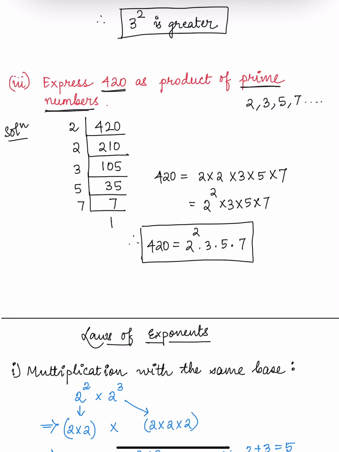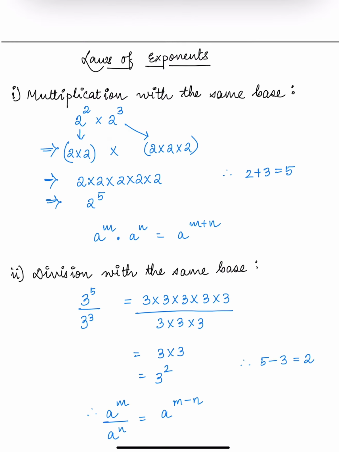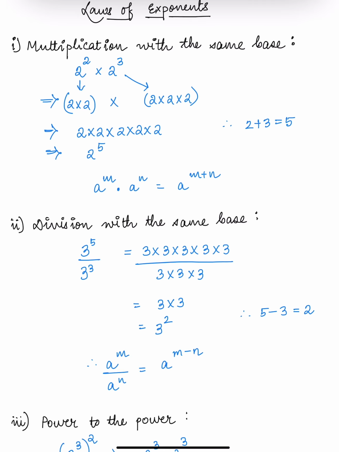Now we move on to the properties and the laws of exponents. So the first is multiplication with the same base. Now what do we mean by the same base? This is the base, so that is same. So basically when we have 2 square into 2 cube, we can write 2 square as 2 into 2 and 2 cube as 2 into 2 into 2. So finally when we join them, it becomes 2 into 2 into 2 into 2 into 2. So how many 2's do we have? We have 5. So that is basically 2 to the power 5.